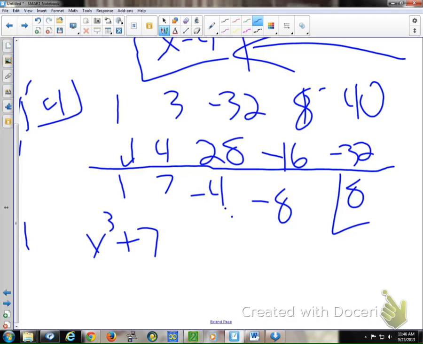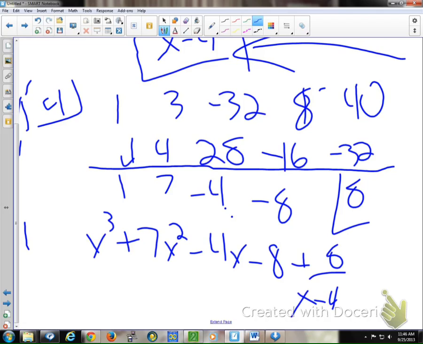7x squared. So you just go down one power of x every time. Minus 4x. Minus 8. Who remembers what to do with our remainder? Put it over the x. That's right. Put your remainder over whatever you were dividing by in the beginning, which I believe was x minus 4. That's what it says in your problem.